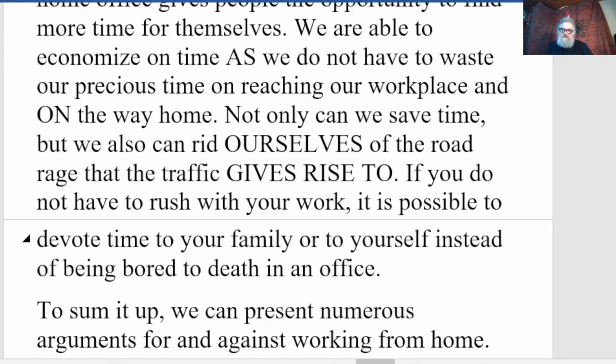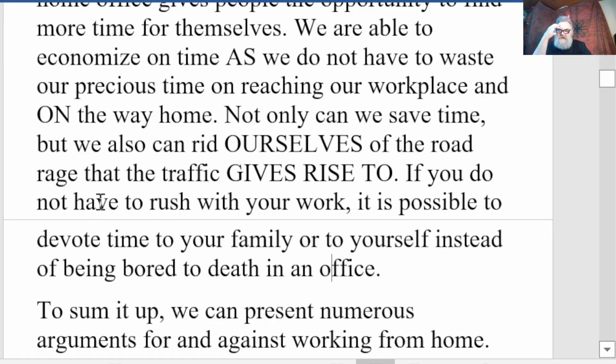If you do not have to rush with your work, it is possible to devote time to your family or to yourself instead of being bored to death in an office. I love this phrase, bored to death. Okay. So, if you do not have to rush with your work, it is possible to devote time to your family or yourself instead of being bored to death in an office.